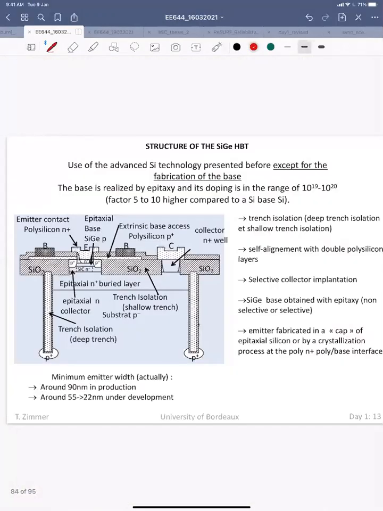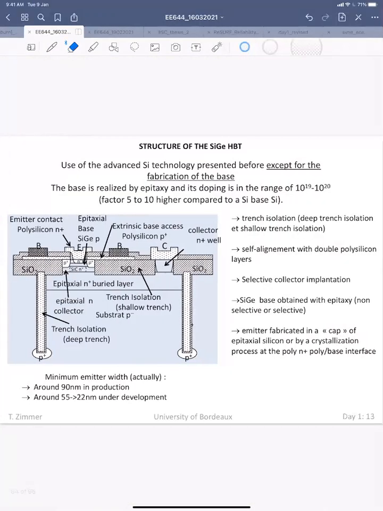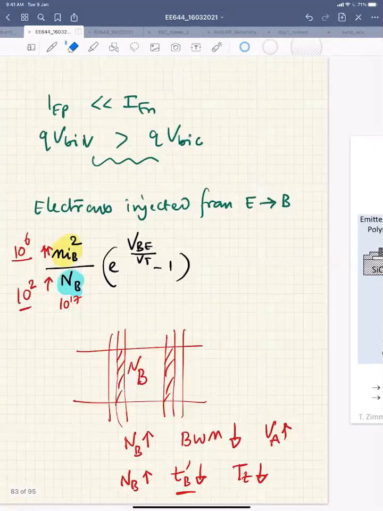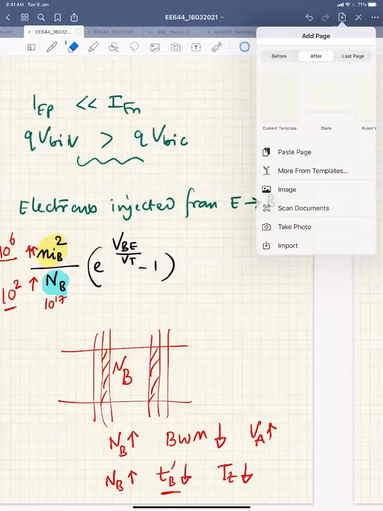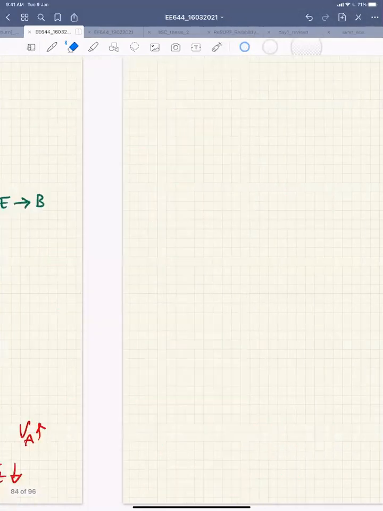Let me go to the typical structure of a silicon germanium HBT. Before that, another thing which is very important that I forgot to mention is base resistance. We talked about the intrinsic device and the extrinsic device.